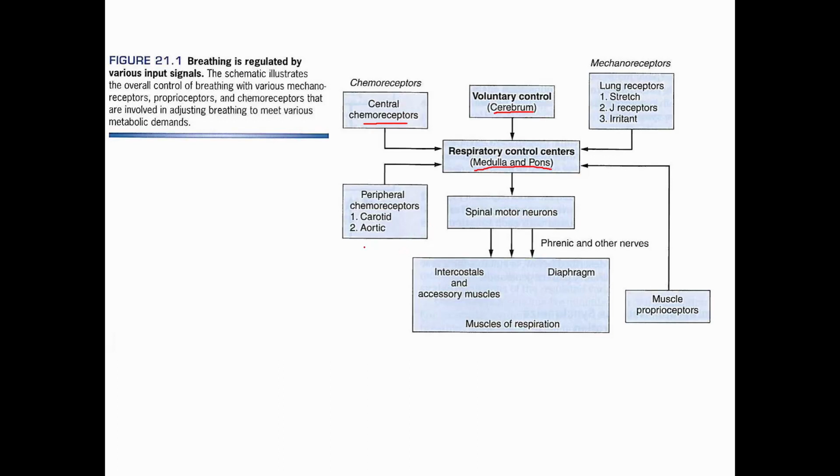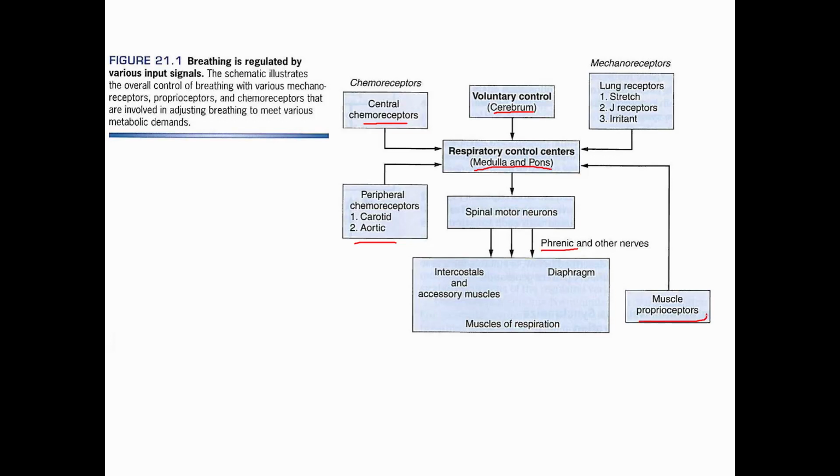And so those are central and peripheral types of receptors. Then, of course, spinal motor neurons. The phrenic nerve goes to the diaphragm, to the intercostals, accessory muscles, so you can respire.